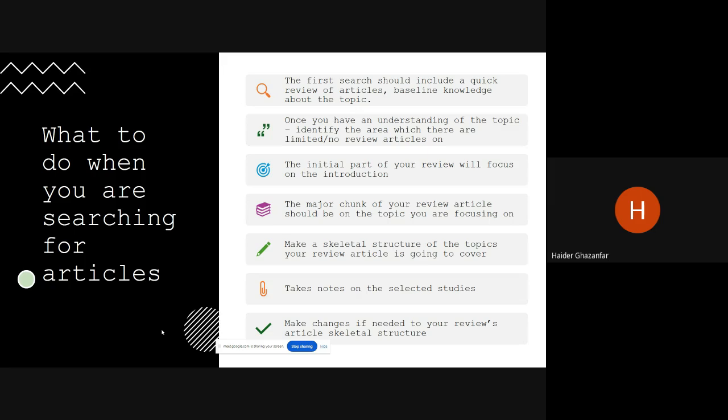And then you want to take note of the selected studies and make changes if you need to after you've finished reviewing the articles against your skeletal structure. For example, if you wrote a skeletal structure, but then you read an article which mentions the role of an immunoglobulin and vaccine combination, which was not previously discussed, so you didn't know about it, then you can add that to your skeletal structure. So you make a skeletal structure after your initial review, and once you have done a deep review, you can always modify your skeletal structure and take it from there.